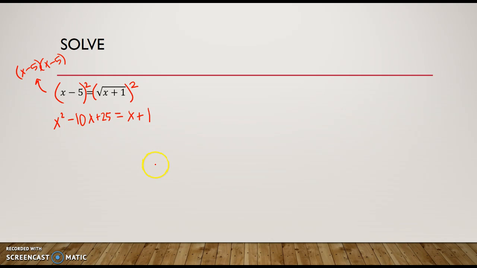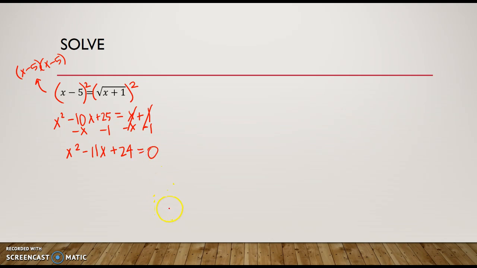All right? Now I've got a quadratic, all because of this x squared right here. So to solve a quadratic, I've got to set it equal to 0. So I'm going to subtract x from both sides and subtract 1 from both sides. So I've got x squared minus 11x plus 24 equals 0.